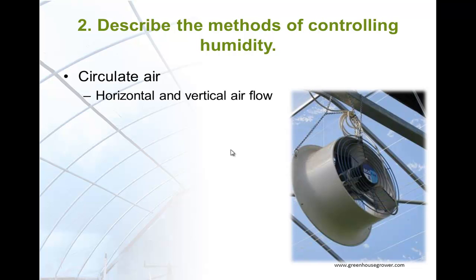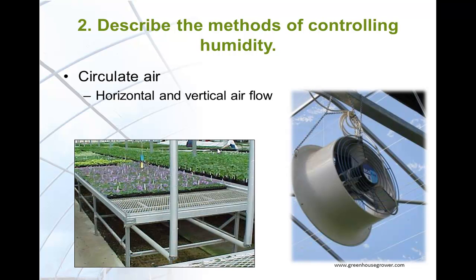But at the cost of collecting condensate, the extra layer of plastic will further reduce light transmission. The third step for humidity reduction is to circulate air. By moving air inside the greenhouse, we can even out the moisture distribution. When we talk about circulating air, we need to look at both horizontal and vertical airflow. Horizontal airflow and vertical airflow are both important for evening out the humidity distribution in the greenhouse.